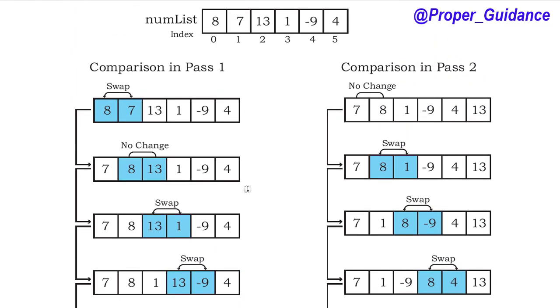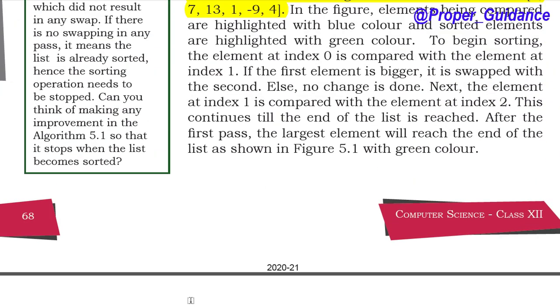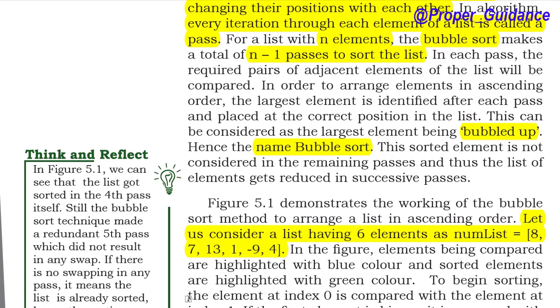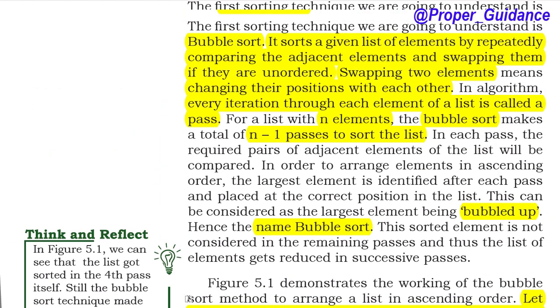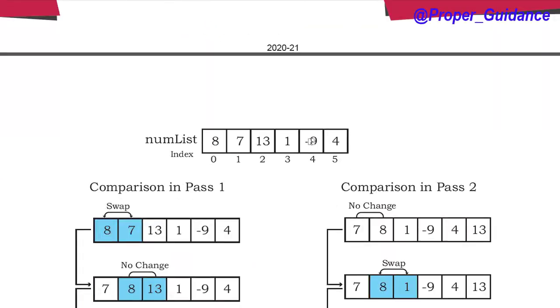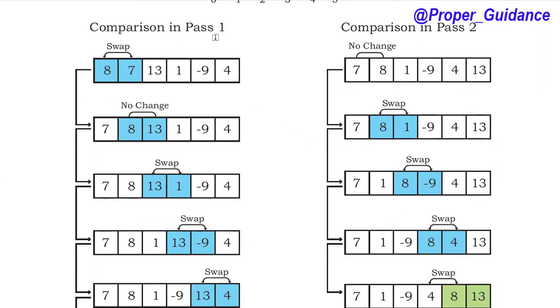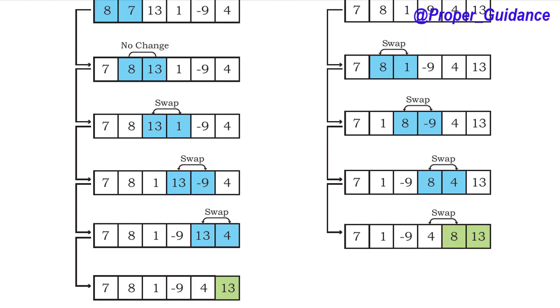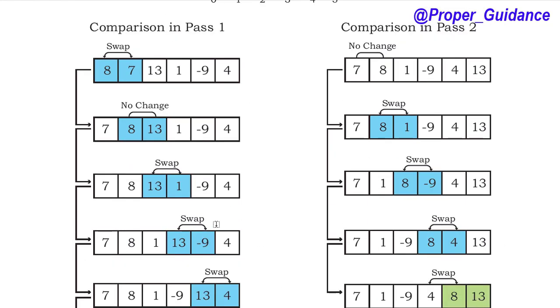Now see, this is the comparison in pass 1. What is a pass? In an algorithm, every iteration through each element of a list is called a pass. Every iteration is known as a pass. In the first pass, the comparison in pass 1, we get this one. Okay, this is for pass 1.